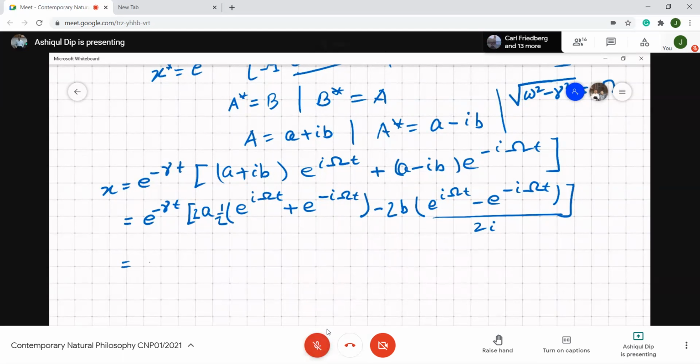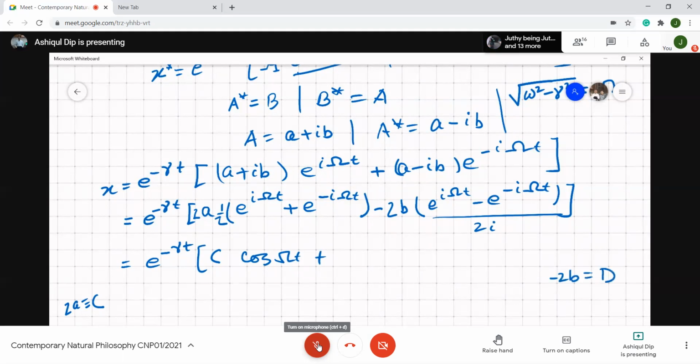e to the power negative gamma t. Let's say twice a equals some c. Let's define twice a equals c. So we can write c cosine omega t, and let's say negative 2b equals some d. So d sine omega t. So this is our solution when we call it the underdamped situation.